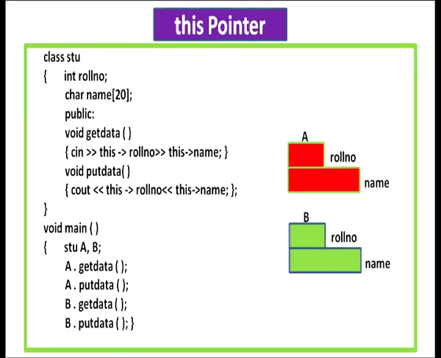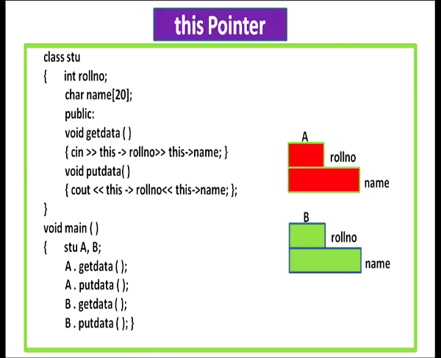Class stu we are declaring, which has the data members roll number and name, and member functions get data and put data. In the functions, you can see here we are writing cin this arrow roll number and this arrow name. Again, in put data we are writing cout this arrow roll number and this arrow name. Let us see in main. The first statement is stu a comma b. We are creating two objects A and B of class stu.